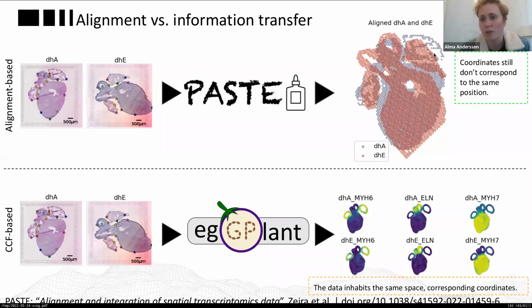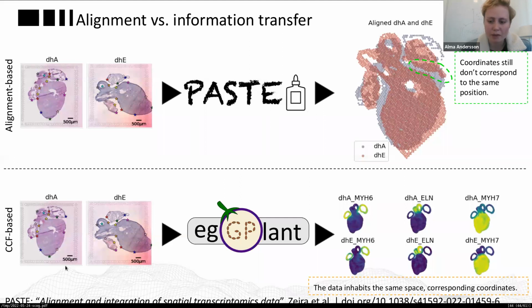And you see that the alignment works pretty well, but what's important to emphasize here is that the coordinates still don't really correspond to the same position. You can, for example, see here how a part of the atria in the red section overlaps with the main body in the blue section. And that's because we're only aligning these existing sections. We don't really cast the data into the same reference. While if we're using a CCF-based method, we actually do get the data put in the same space, and we get these corresponding coordinates that I tried to mention before.